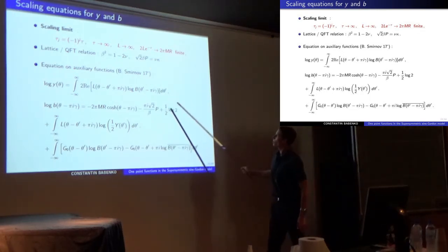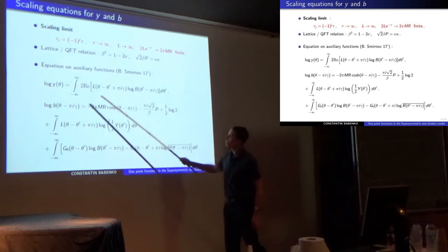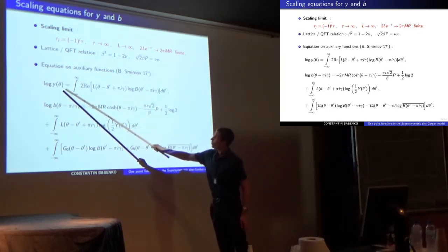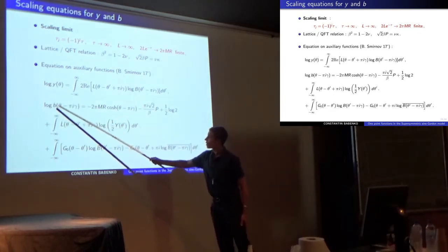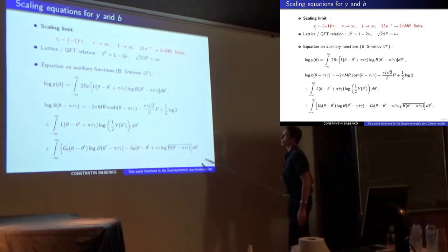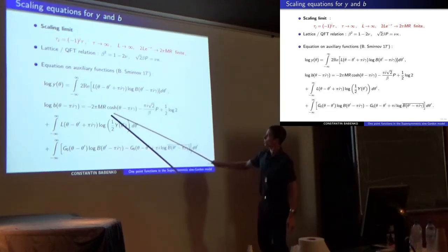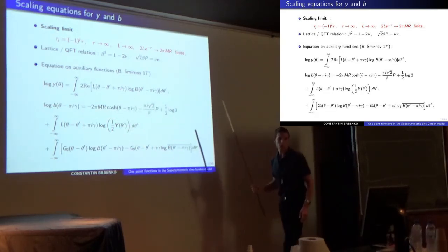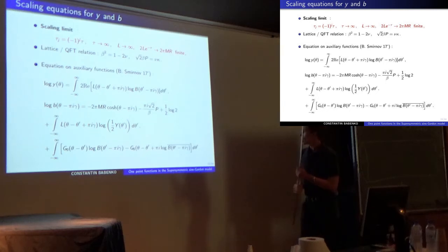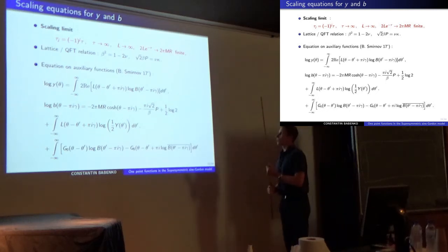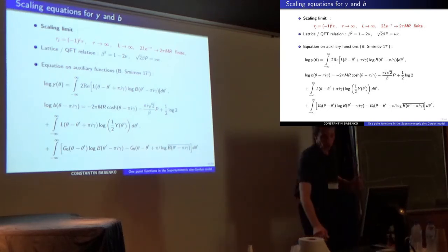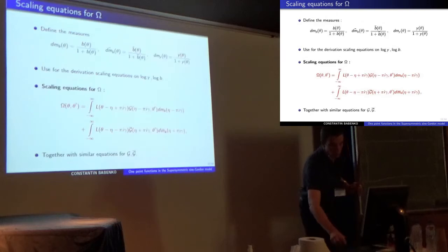So in a paper of 3 years ago, we managed to write this scaling equation for the function log y and log b, as they are summarized here. And you see that this boundary condition appears in this driving term together with this mr parameter. And now basically what we did in this last paper is that we used these two equations to derive a scaling equation on the function big omega.